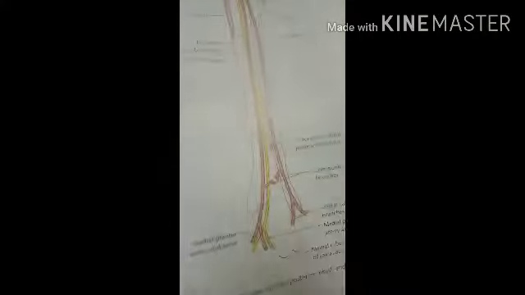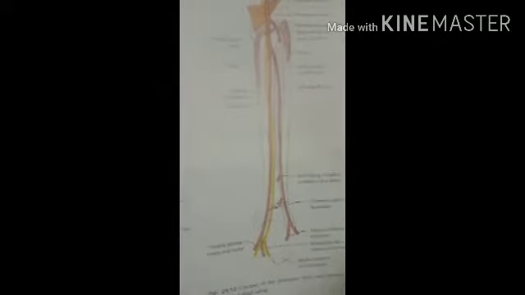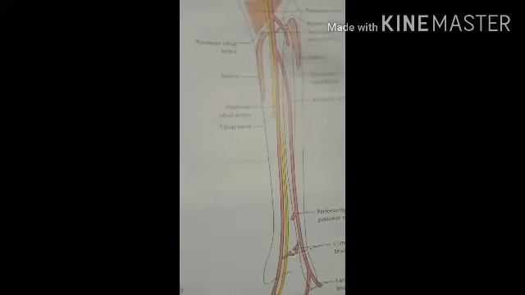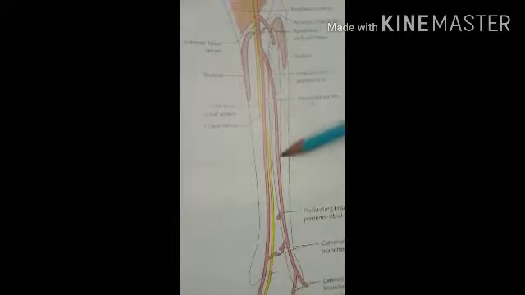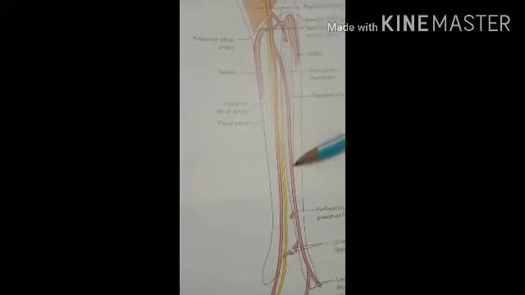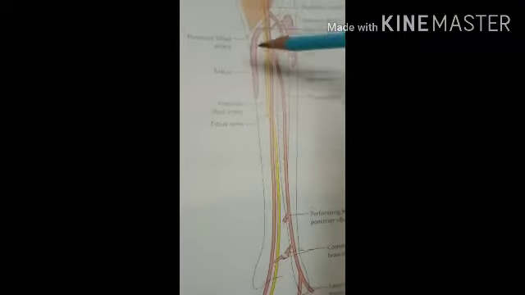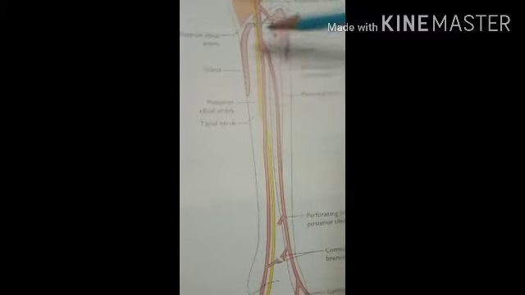Okay, so in its course it gives several branches. The first branch is the peroneal artery. So here you can see this one, the peroneal artery. It is the largest branch of the posterior tibial artery. Then the several muscular branches, which are given off to the muscles of the back of the leg.